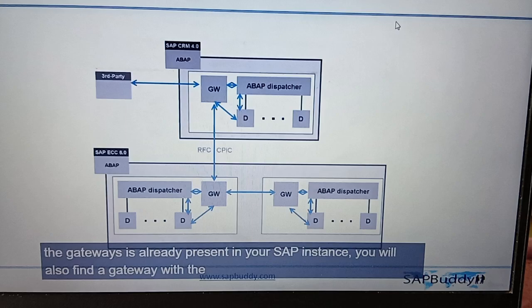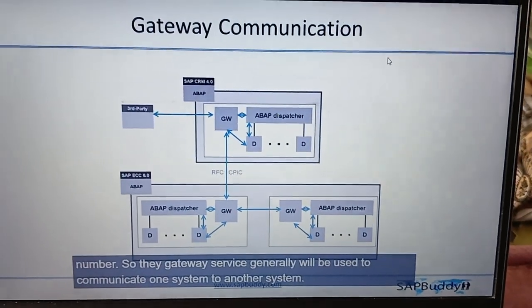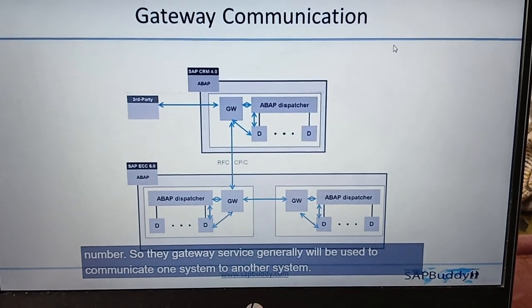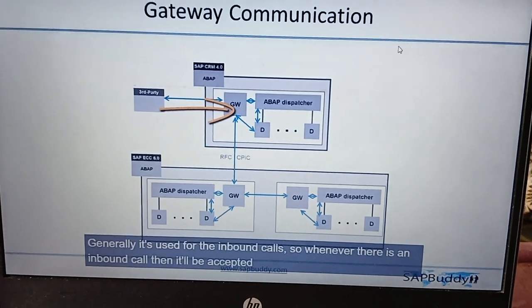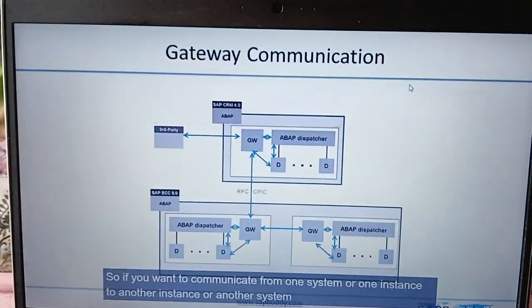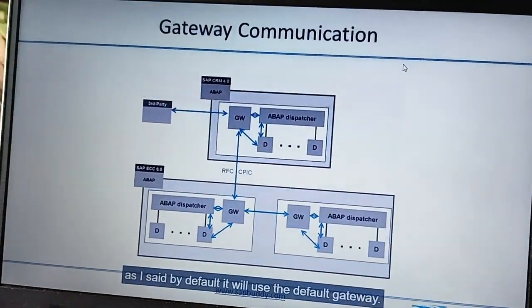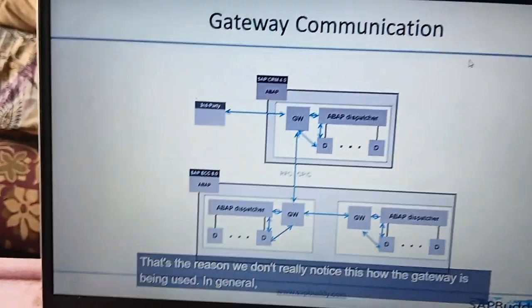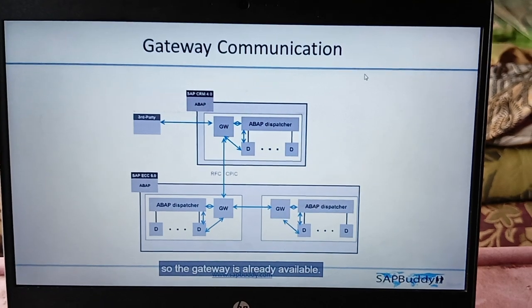You will also find a gateway with a name ending with an instance number. The gateway service generally will be used to communicate from one system to another system. Generally, it's used for the inbound call. So whenever there is an inbound call, it will be accepted through the gateway, then goes to the dispatcher. If you want to communicate from one system or instance to another instance or system, then the gateway is being used. As I said, by default, it will use the default gateway. That's the reason we don't really notice how the gateway is being used. So in general, the gateway is already available.